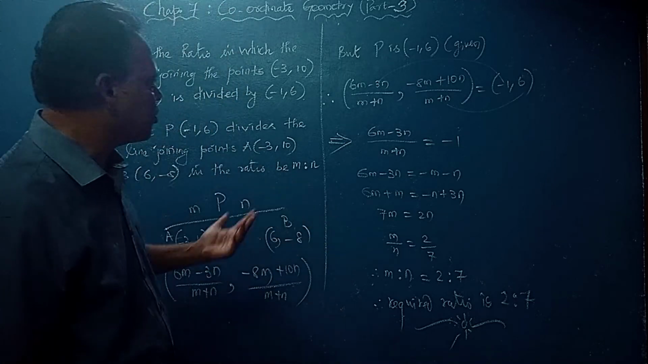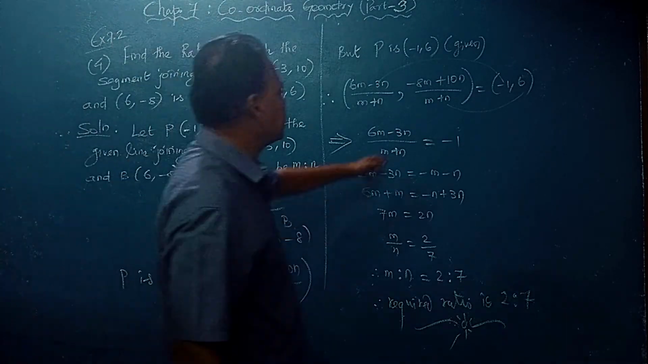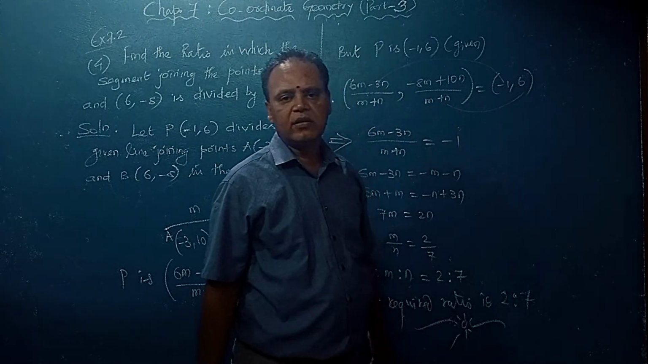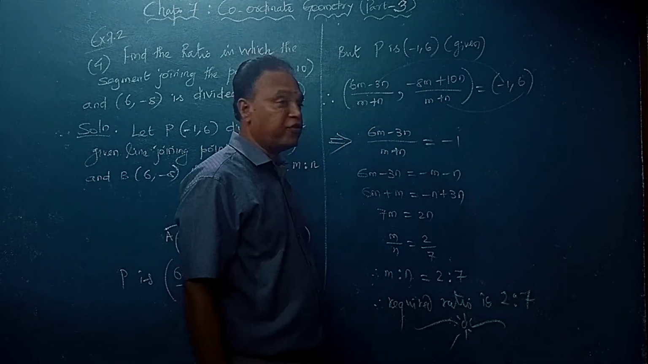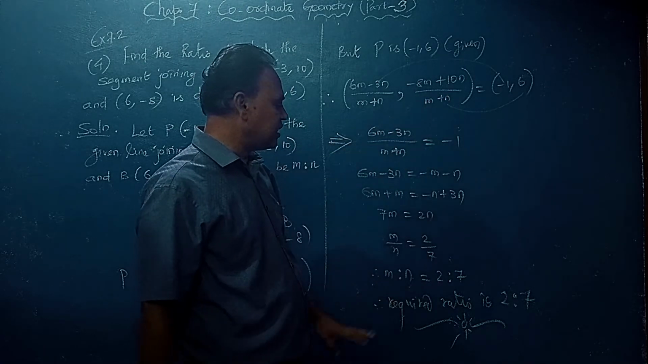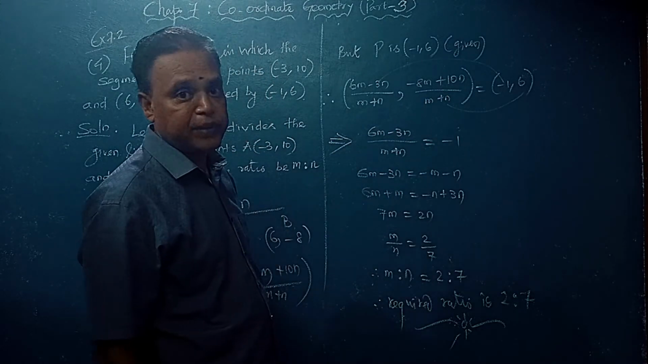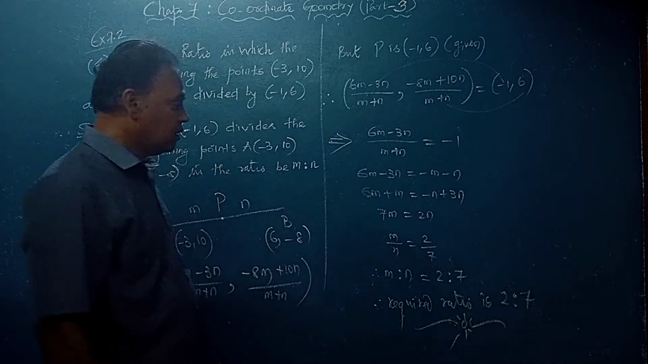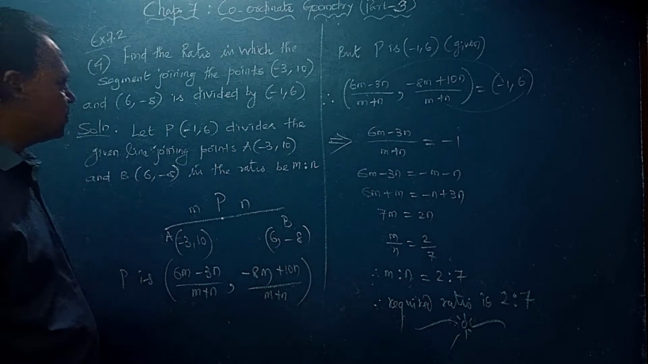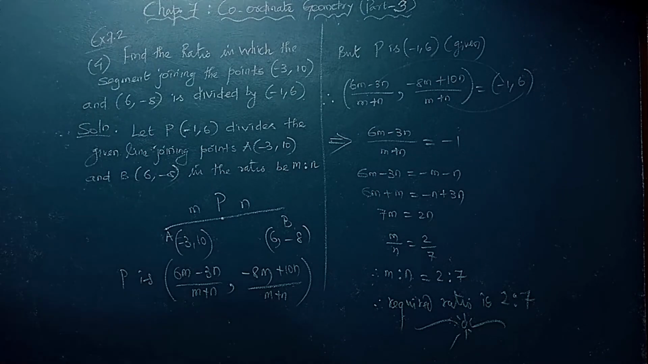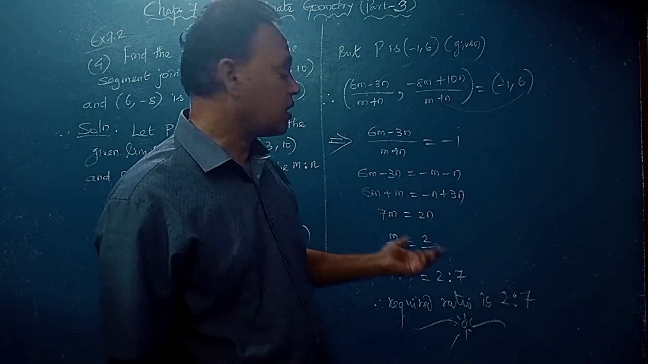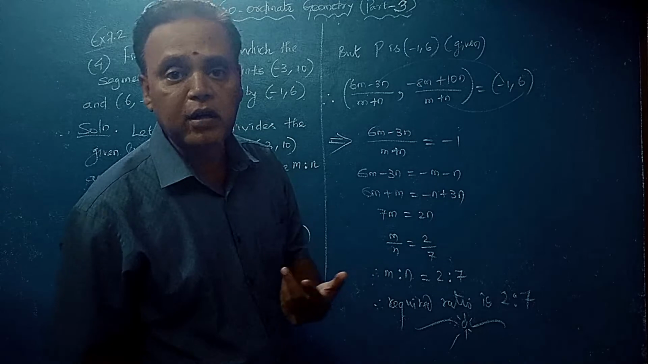The idea I want you to remember: if you take the y coordinate equal to the y coordinate, you will get the same ratio only. You check it yourself. You will get the same ratio. That is the beauty of maths. Understand? Okay, I will give the same type of problem as homework. Do the homework problem for better practice.